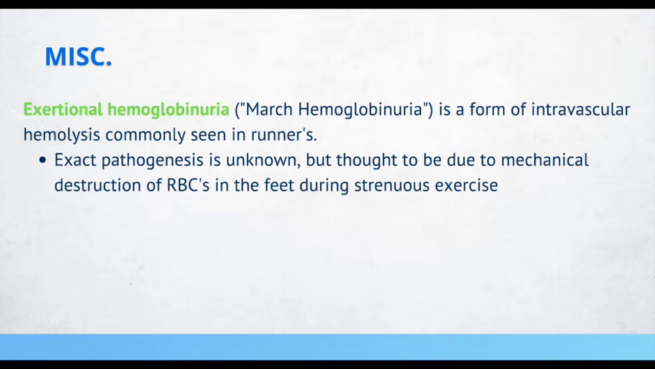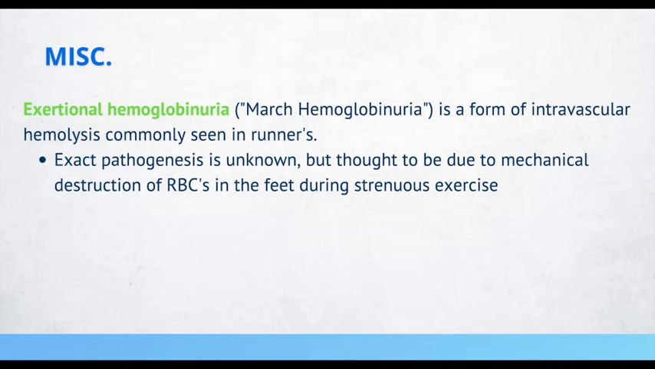Exertional hemoglobinuria, or March hemoglobinuria, is a form of intravascular hemolysis commonly seen in runners. The exact pathogenesis is unknown, but it's thought to be due to mechanical destruction of red blood cells in the feet during strenuous exercise.